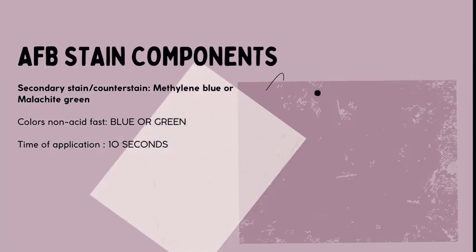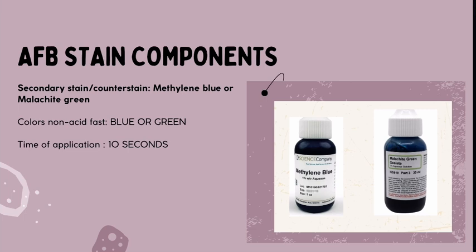And then the last component of our AFB stain is our secondary stain or the counterstain, methylene blue. If methylene blue is not available, you can also use malachite green. So the colors of the non-acid-fast bacilli are blue or green depending on the stain that is being used. The time of application is 10 seconds. So how are we going to prepare our methylene blue? You have to dissolve 3 grams of methylene blue in 1 liter of distilled water.